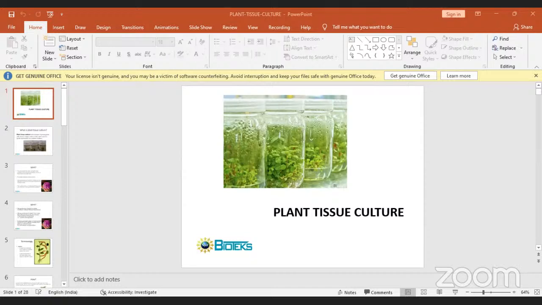So these are the somatic embryogenesis. This is the diagram: explant and nutrient media, then callus, embryo, and explant. Regeneration of plants through the somatic embryo. The father of plant tissue culture is Haberlandt.